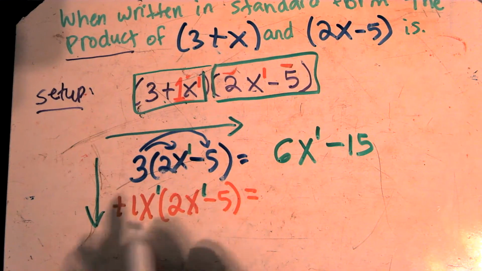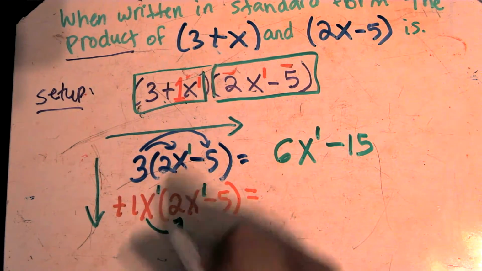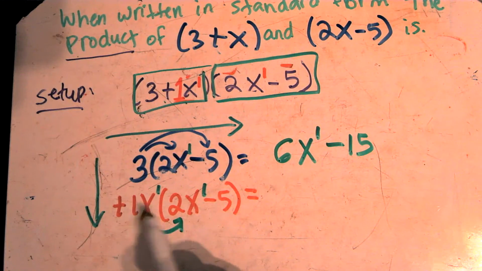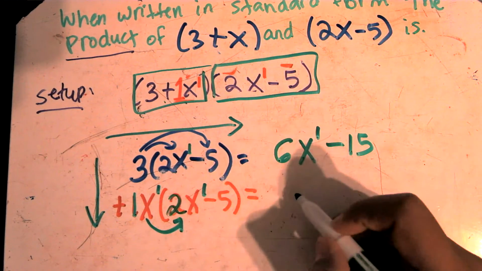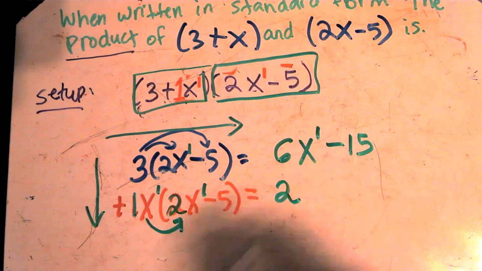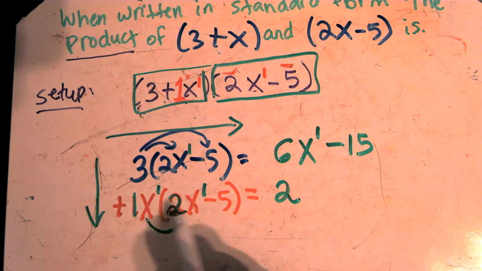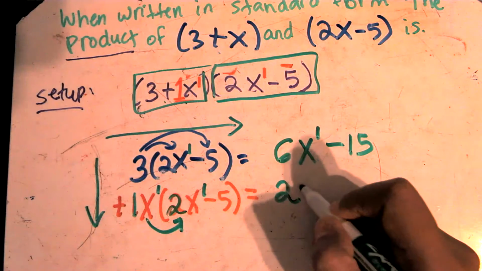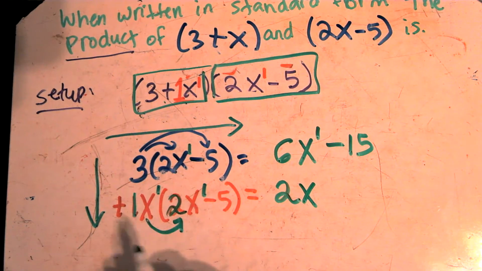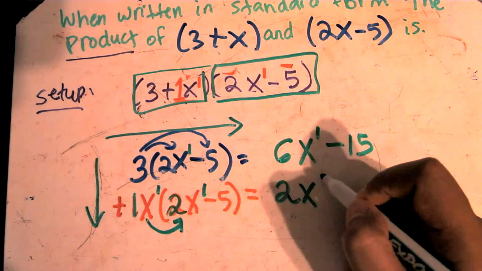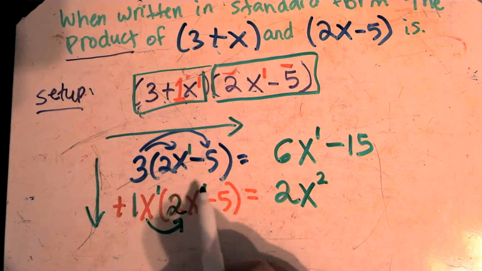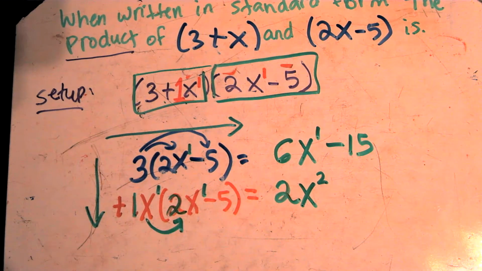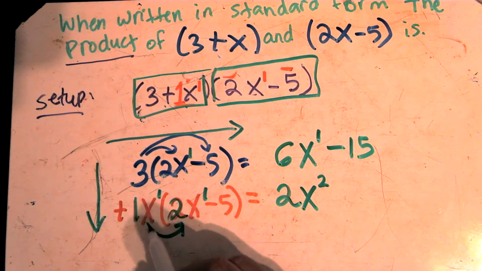And then we do the same thing here in the second row. 1 times 2. So we multiply the coefficients, so that's 2. And then we add the exponents of the variable because they're the same variable. So x to the first times x to the first is x to the second, 1 plus 1. Notice I didn't forget to draw in the invisible exponent of 1.